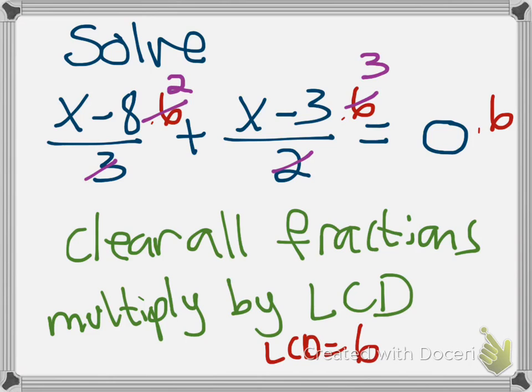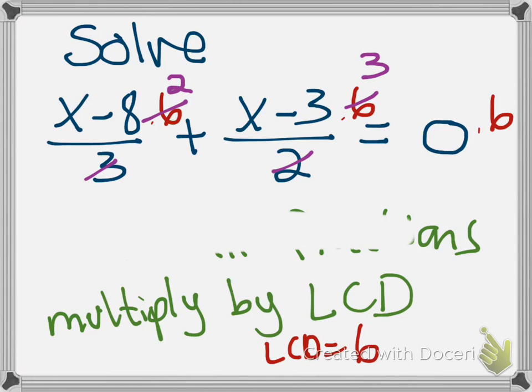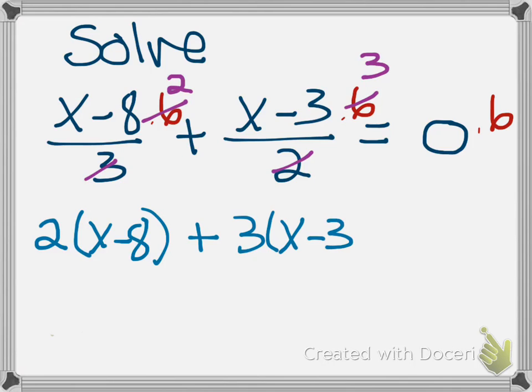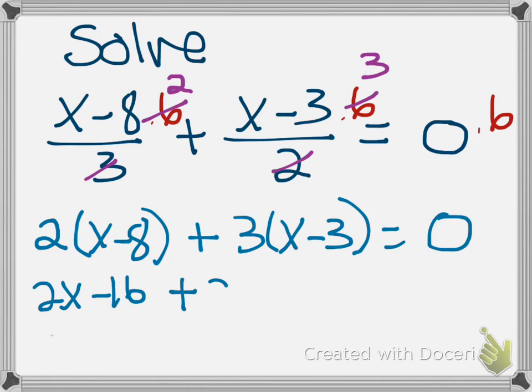So what I've ended up with, and let me actually give myself some space. Okay, what I end up with now is I just have the 2 left over from right there, and then I have that 2, and I still have the x minus 8. I still have this plus sign, you can't forget that, and now I have a 3 and an x minus 3 equals, and then 0 times 6, of course, is just 0. And what we've done is we've gotten rid of the fraction, so it's much easier to solve. Distribute, combine like terms, get all the x's on one side, the numbers on the other.